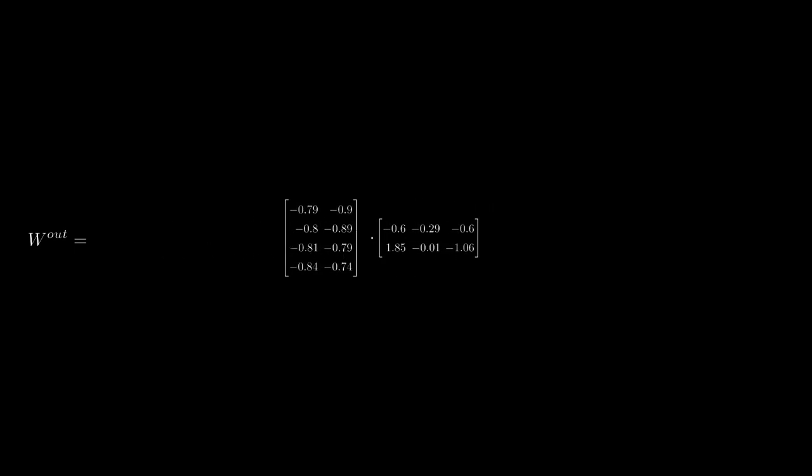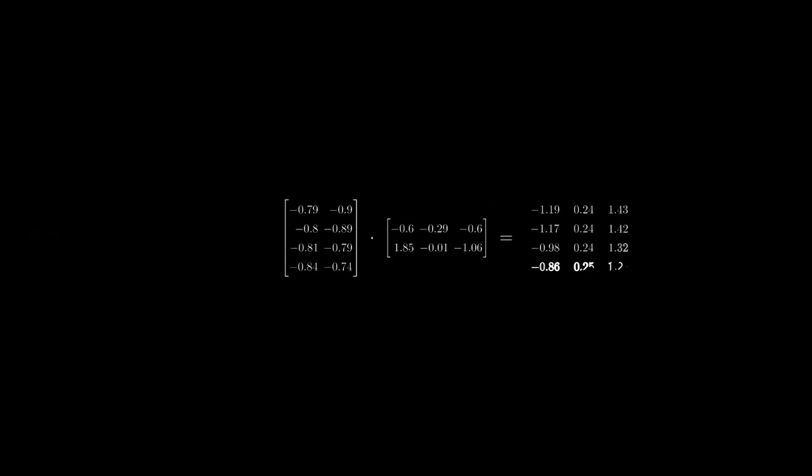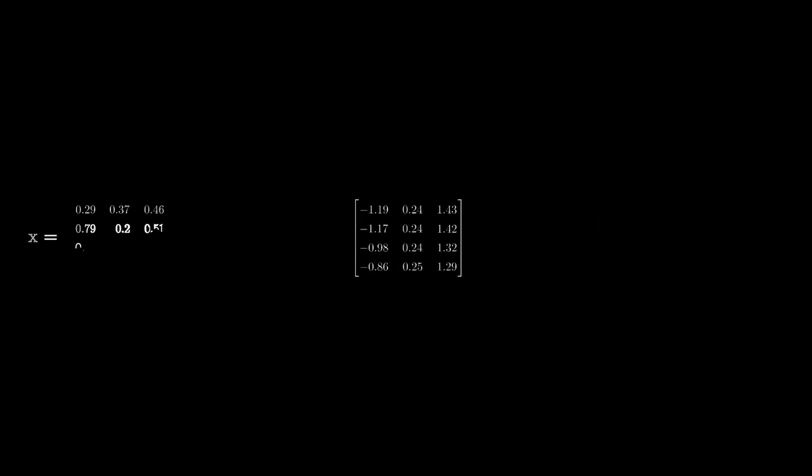The last thing that we still have to do is to project the 4x2 matrix back into the original space, which had 3 dimensions for RGB. And we do that with a simple linear layer of shape 2x3. And now at the end, we add the attention output to the input.